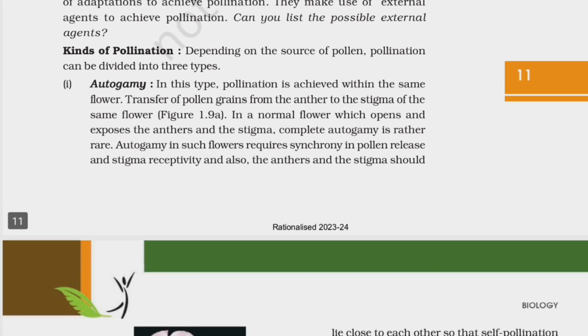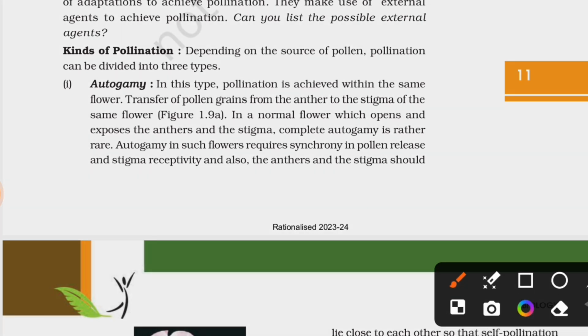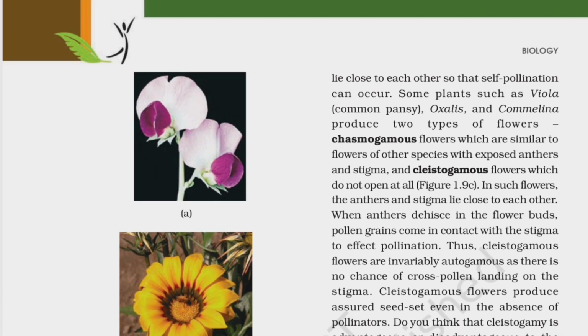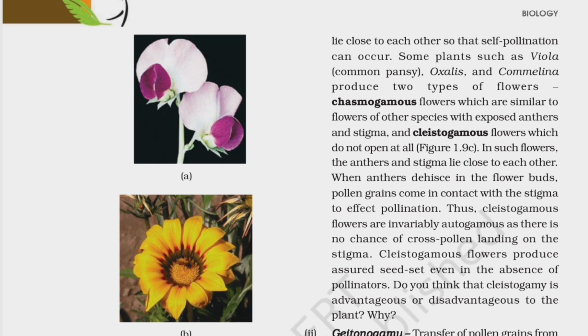Kinds of pollination. Depending on the source of pollen, pollination can be divided into 3 types. First, autogamy. In this type, pollination is achieved within the same flower. It is the transfer of pollen grains from the anther to the stigma of the same flower. In a normal flower which opens and exposes the anthers and the stigma, complete autogamy is rare. Autogamy in such flowers requires synchrony in pollen release and stigma receptivity, and also the anther and the stigma should lie close to each other so that self-pollination can occur.